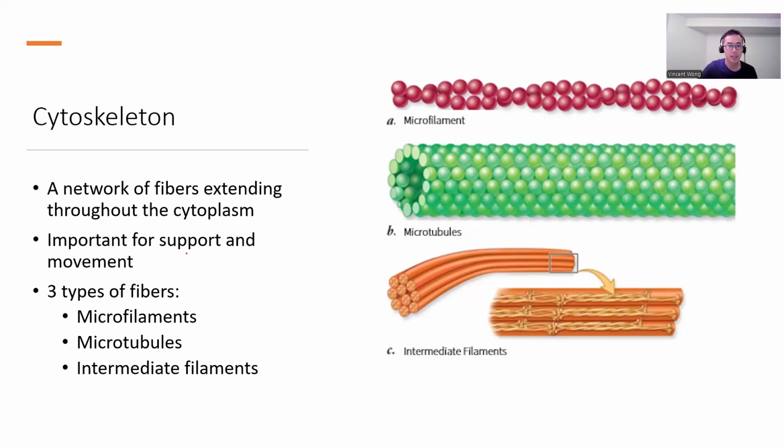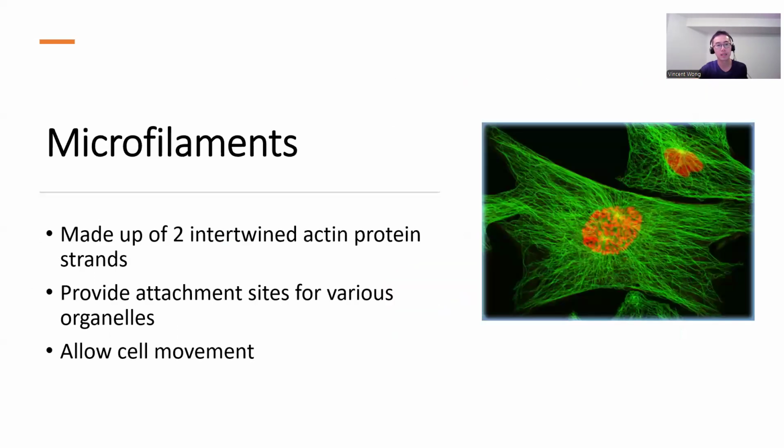There are 3 types of fibers that I want to introduce to you related to the cytoskeleton. We have what's called the microfilament, microtubule, and intermediate filaments. So let's take a closer look at each one of these and see what they do. First one, microfilaments. Microfilaments are made up of 2 intertwined actin protein strands.